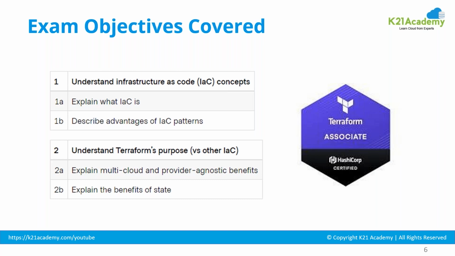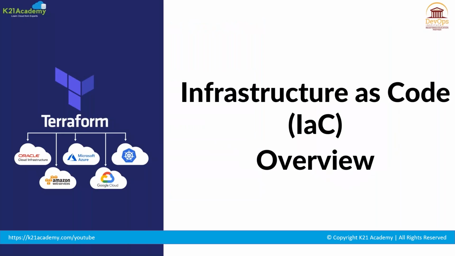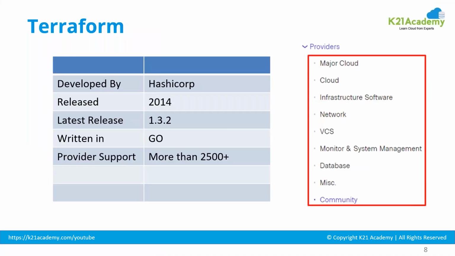Topic one is understanding the IaC concept, the infrastructure as code concept, and then the multi-cloud and cloud-agnostic benefits, what basically it means. We will also be talking about the procedure, how Terraform works. You will be coming across various terms there, which we are going to discuss. So let's first talk about infrastructure as code.